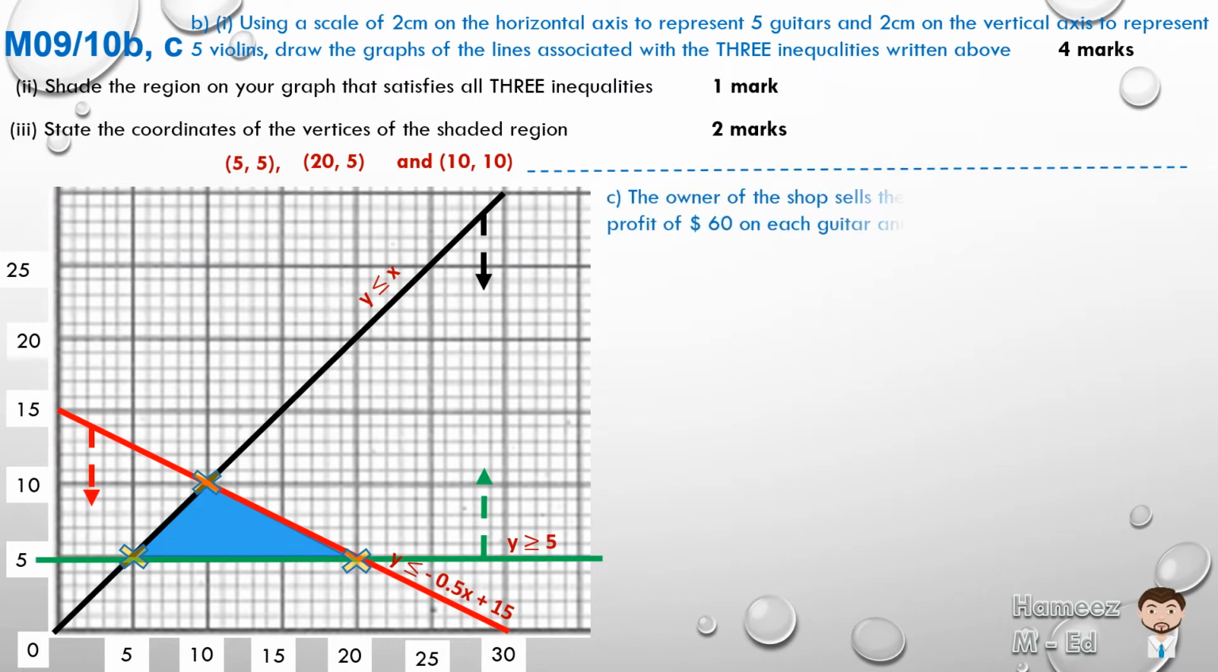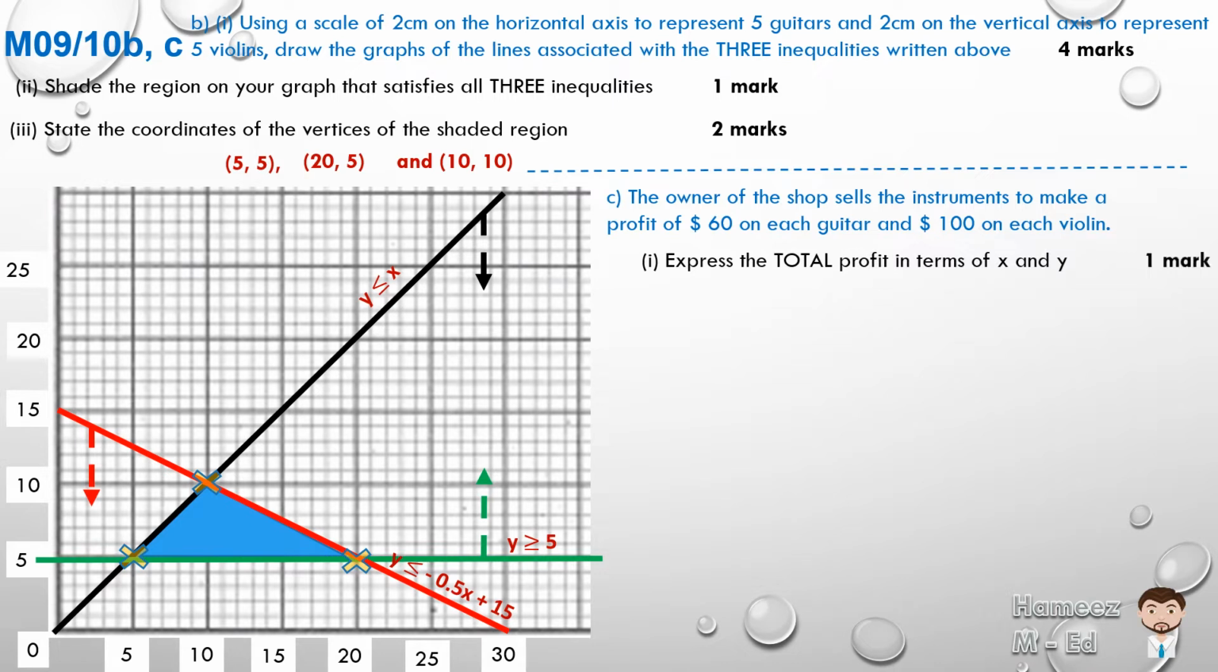Part C. The owner of the shop sells the instruments to make a profit of $60 on each guitar and $100 on each violin. Express the total profit in terms of x and y. So the total profit P is equal to how many guitars are we selling, x amount, and we're making $60 on each one. So the profit will be 60 times x plus 100 times y. The same thinking for violins. Part 2, last part of the question.